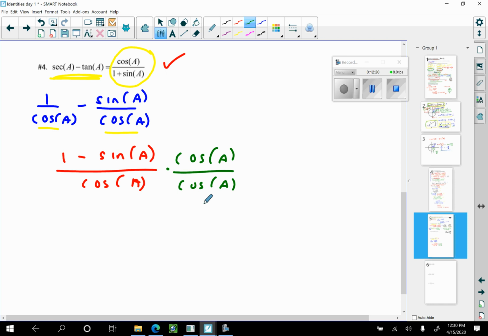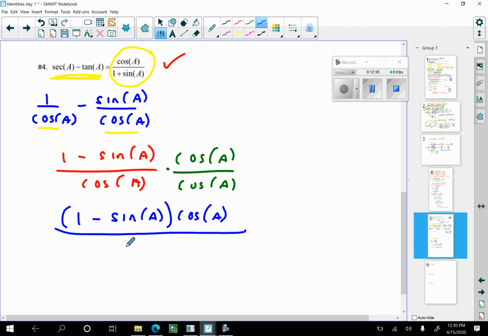Now what do I have? On the top, I have parentheses 1 minus sine of a times cosine of a. Don't multiply through that. Over cosine squared of a.